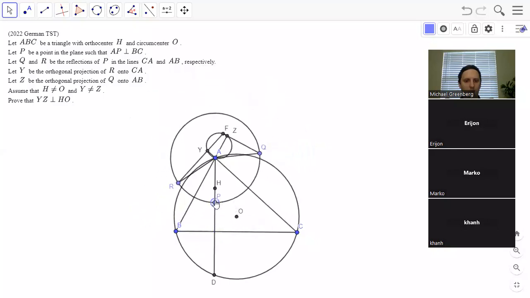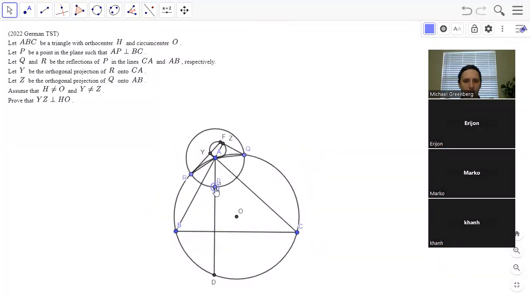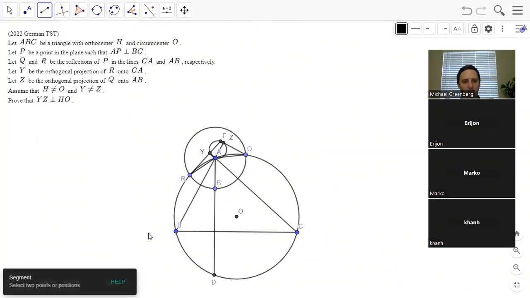So what's a good choice for P? What if we let P equal H? Well, actually, I wonder if we let P equal H, then R and Q would lie on the circle. In fact, they would just be the perpendiculars from B and C to the circle. And then would that make the problem really obvious? I think it might.